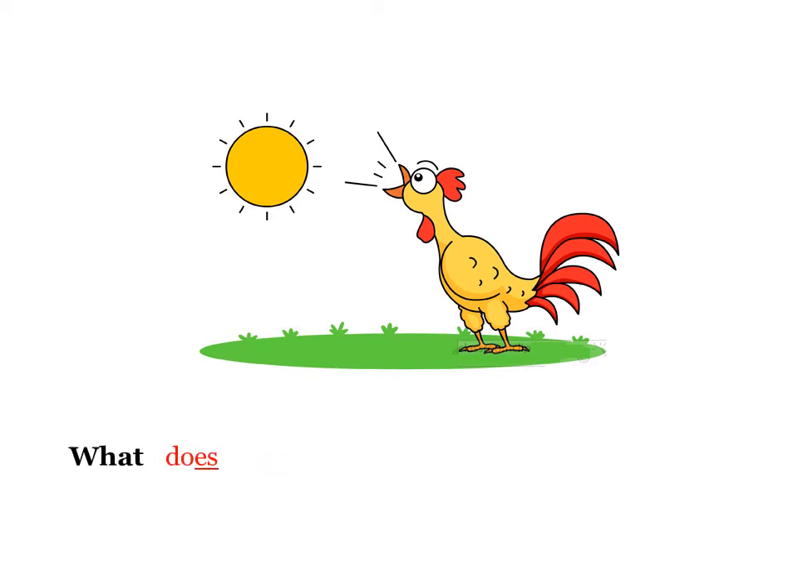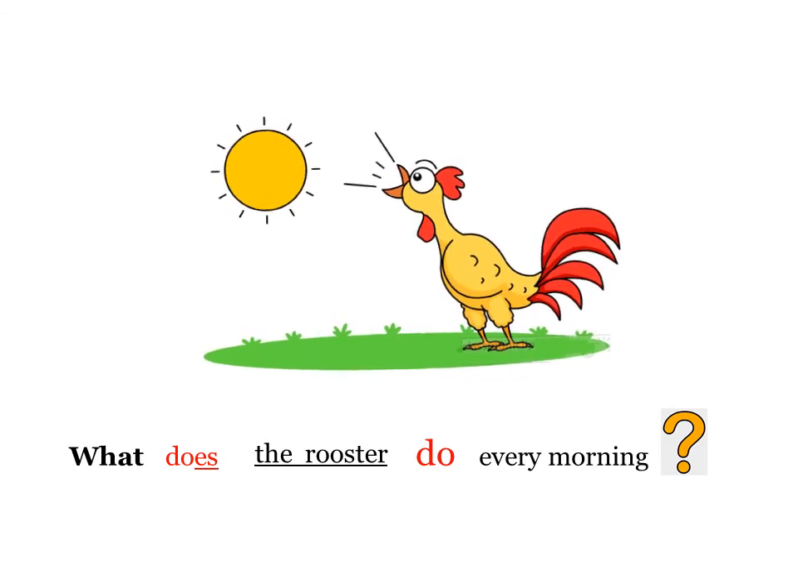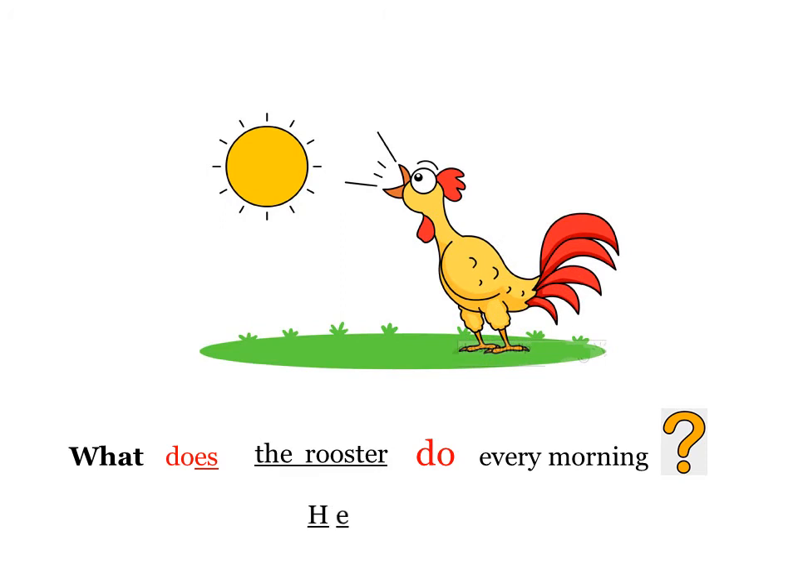What does the rooster do every morning? He crows. Well, that's how we use do and does, and that's present tense.